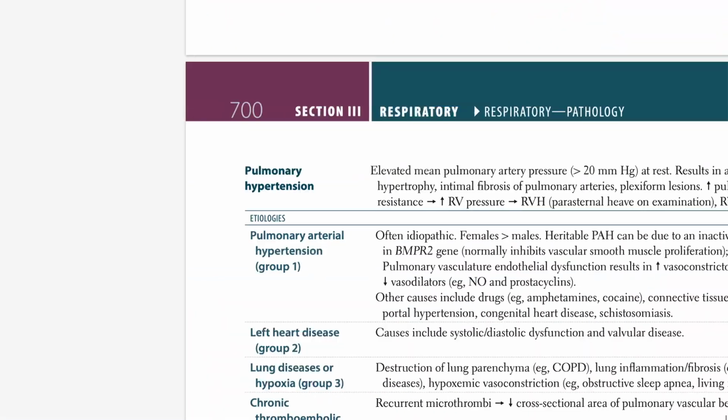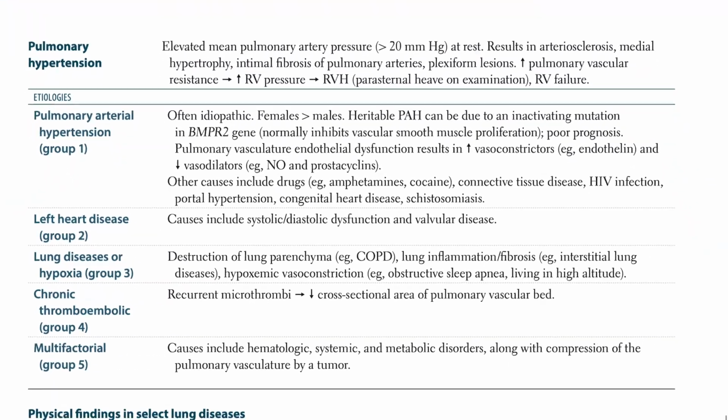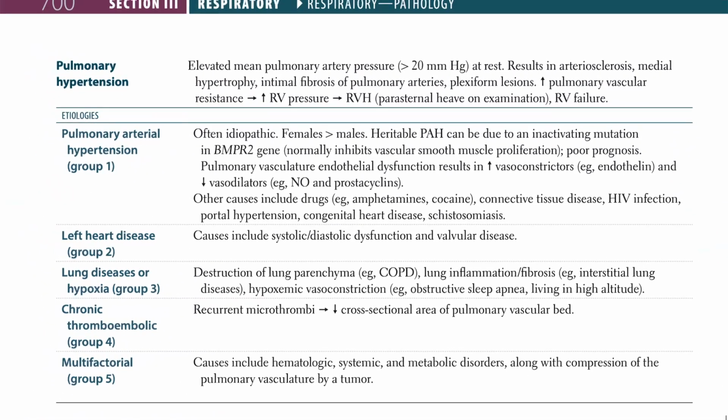Okay, moving on, the next one is called pulmonary hypertension, a very high yield topic. Pulmonary hypertension is about elevated mean pulmonary artery pressure greater than 20 mmHg at rest.